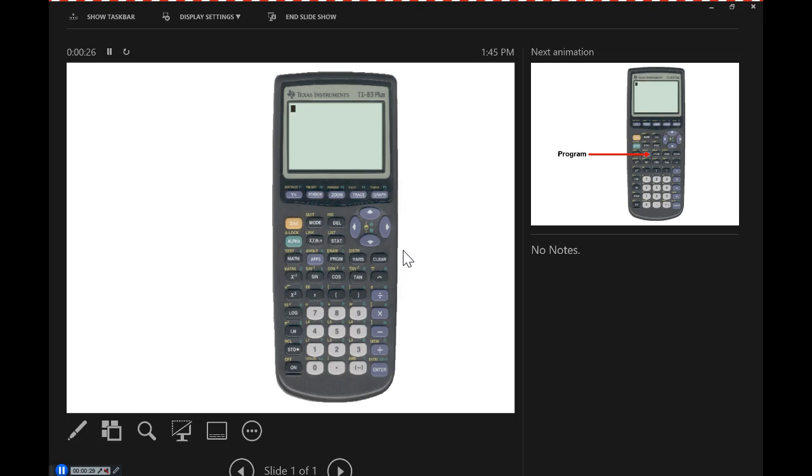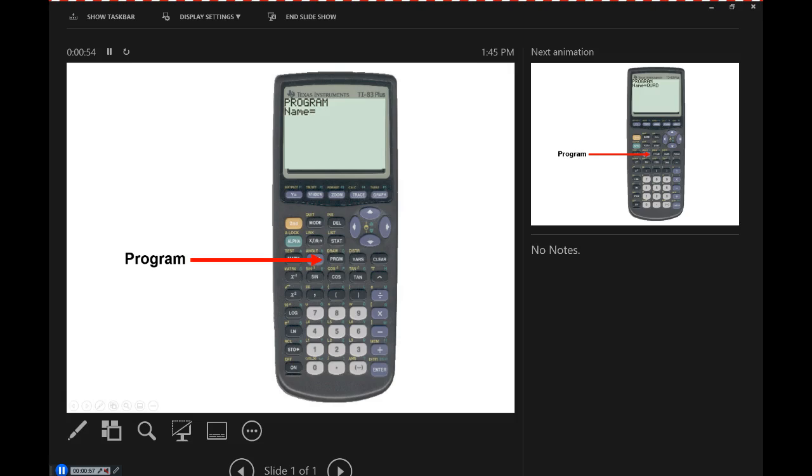All right. You're going to start by pressing the program button. Where's the program button located? Look at the screen. Right there. When you press the program button, your calculator screen should look like this. I want you to move over to the New tab, and where it says Create New, press Enter.